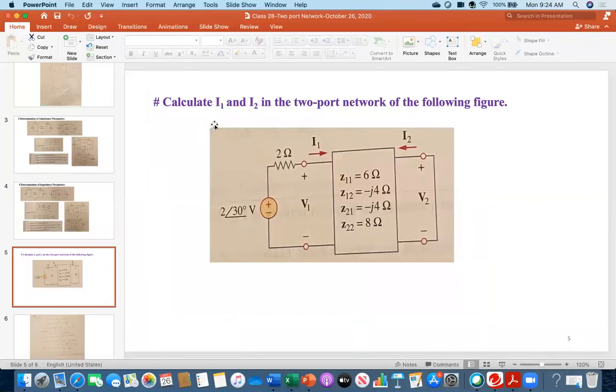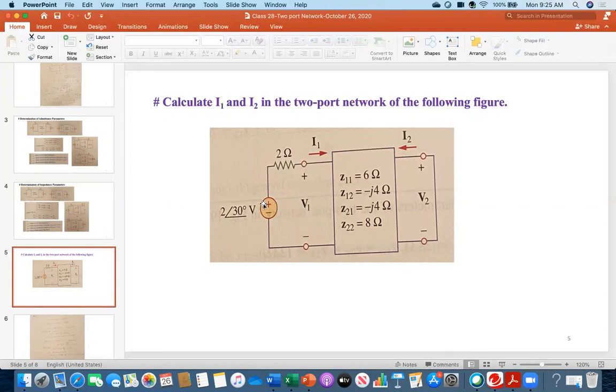You see, this is: calculate ion and I2 in the two-port network of the following figure. Here you can see those four parameters are given: G11, G12, G21, G22. Keep in mind this is minus j4, minus j4. And on the right side, this is already shorted, V2 here and I2. And on the left side, this voltage source 2 at an angle of 30 degrees, and there is a 2 ohm resistance here. And from this point to this point is V1.